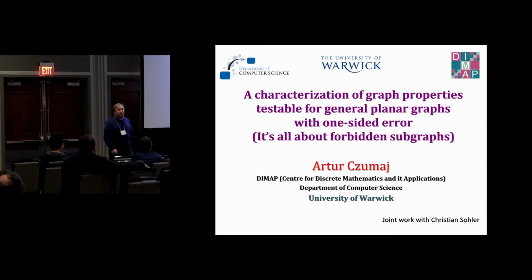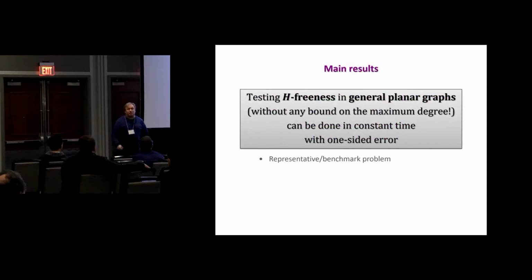First, I will just tell you very briefly what the main results are that we would like to present here. The first main result is that testing H-freeness, so testing whether a copy of a given graph exists in a planar graph, can be done in planar graphs even for unbounded degree graphs. And this can be done in constant time with one-sided error.